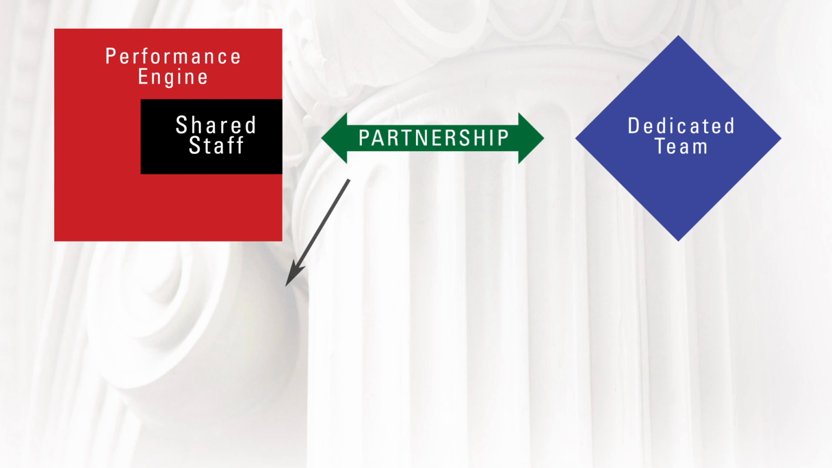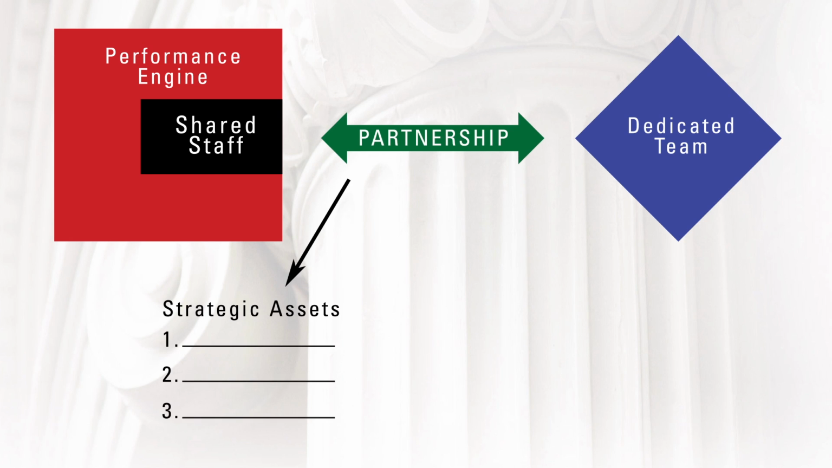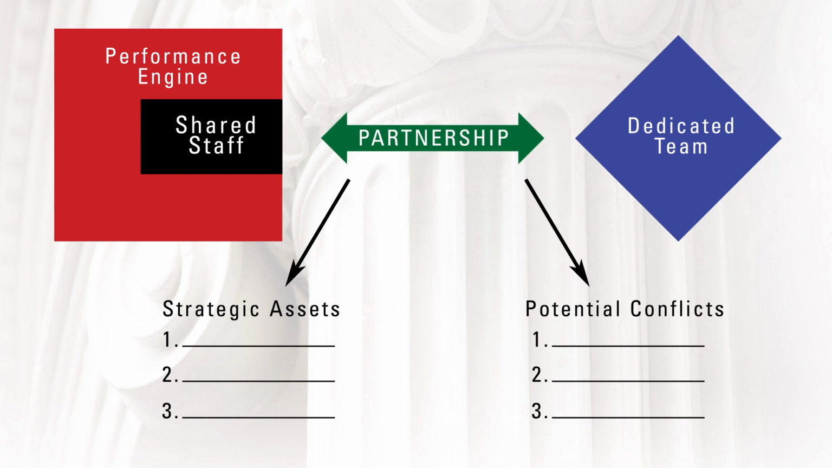Now, I want you to get to the next application exercise. In the previous exercise, you identified 1, 2, or 3 strategic assets that could be the bridge between the performance engine and the box 3 experiment. Now, I want you to brainstorm and think about all the specific conflicts that could arise between the box 3 experiment and performance engine when those assets are leveraged.